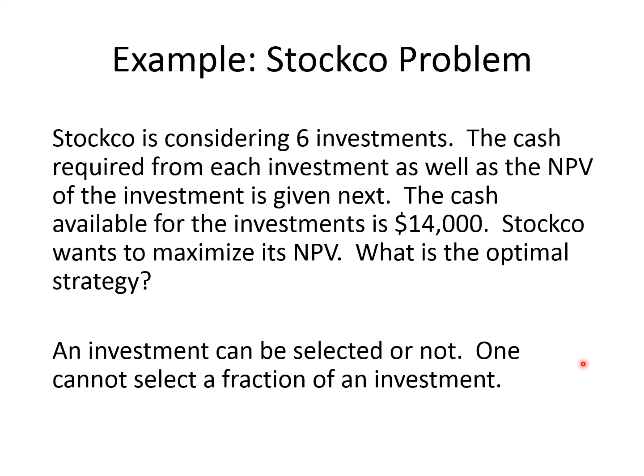Stockco is considering 6 investments. The cash required from each investment, as well as the net present value of the investment, is given in the next slide. The cash available for investment is $14,000. Stockco wants to maximize its net present value. So what's the optimal strategy? Again, this is a capital budgeting problem. What subset of these projects should they invest in? What's the portfolio that will maximize their returns?